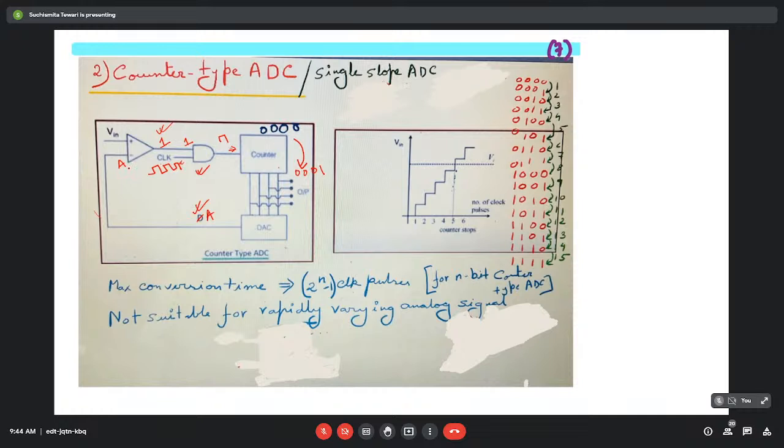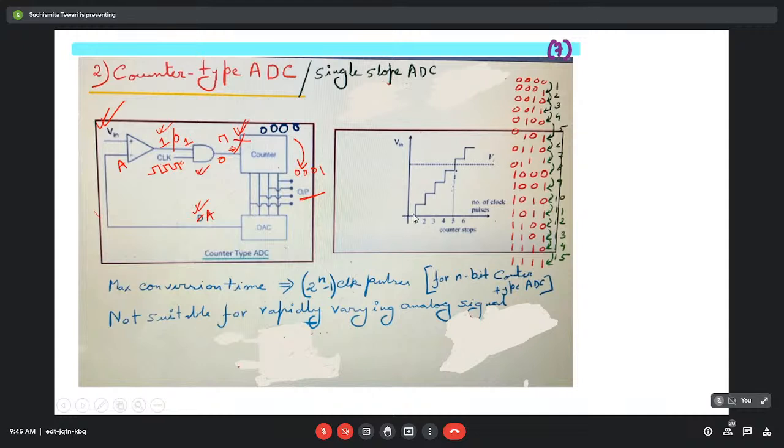Now, as soon as this analog voltage becomes greater than this V input, the output will become 0. As soon as it becomes 0, the output of this AND gate will become 0 and the counter won't get any clock pulses. So the counter will stop counting, and that corresponding output will be the output for this particular analog voltage. So if we see this graph, suppose this is the analog voltage level.